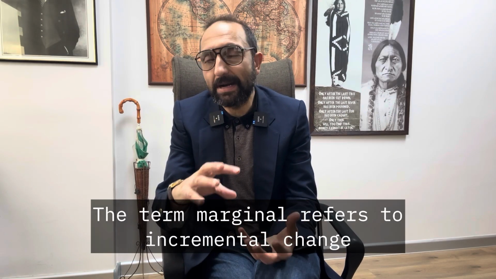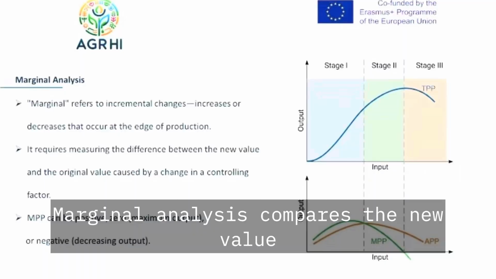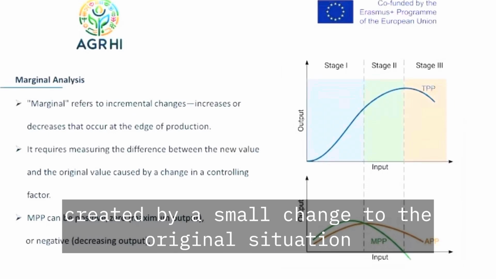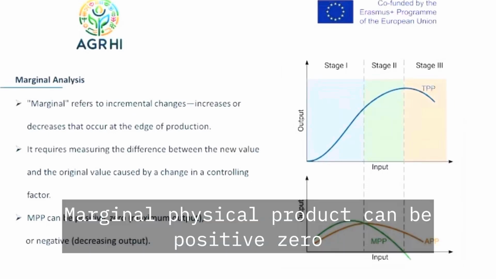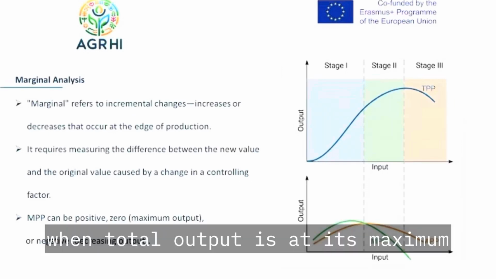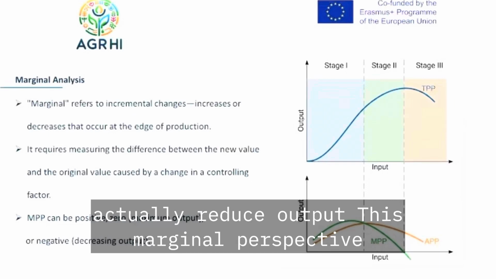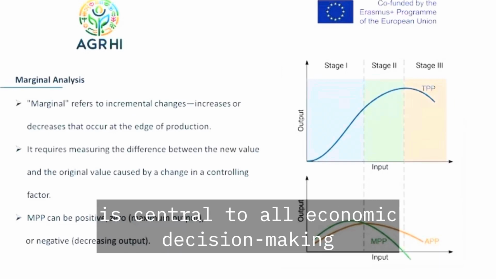The term marginal refers to incremental change. Marginal analysis compares the new value created by a small change to the original situation. Marginal physical product can be positive, zero when total output is at its maximum, or negative when adding more input actually reduces output. This marginal perspective is central to all economic decision making.